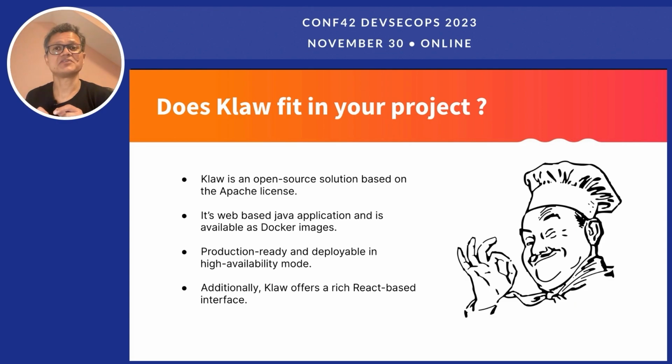So does Klaw fit into your project? The answer is mostly yes. Klaw is an open source solution based on the Apache license, so you can download and deploy it in any of your environments for free. It basically consists of 2 Java processes and is also available as Docker images, making it production ready and deployable in high availability mode. Additionally, Klaw offers a rich React-based UI which can be accessed when the npm assets are built. We are almost at the end of the talk.